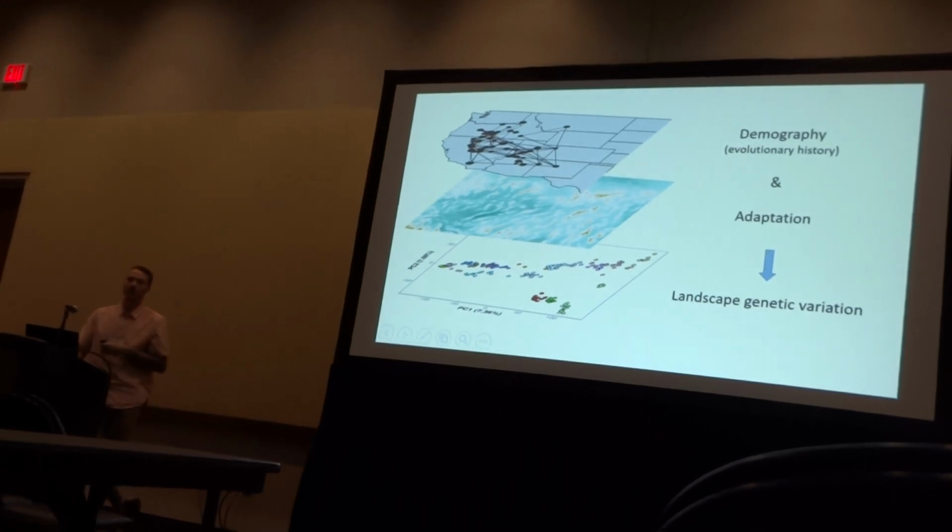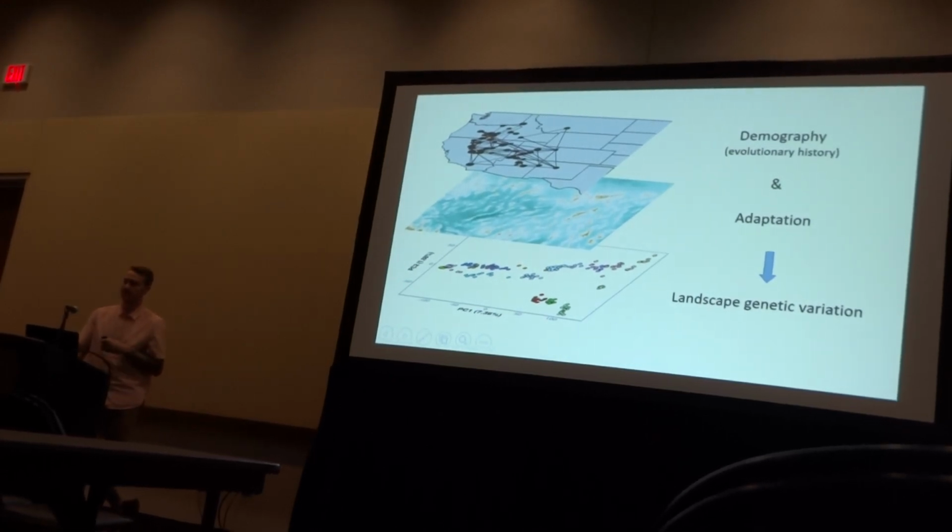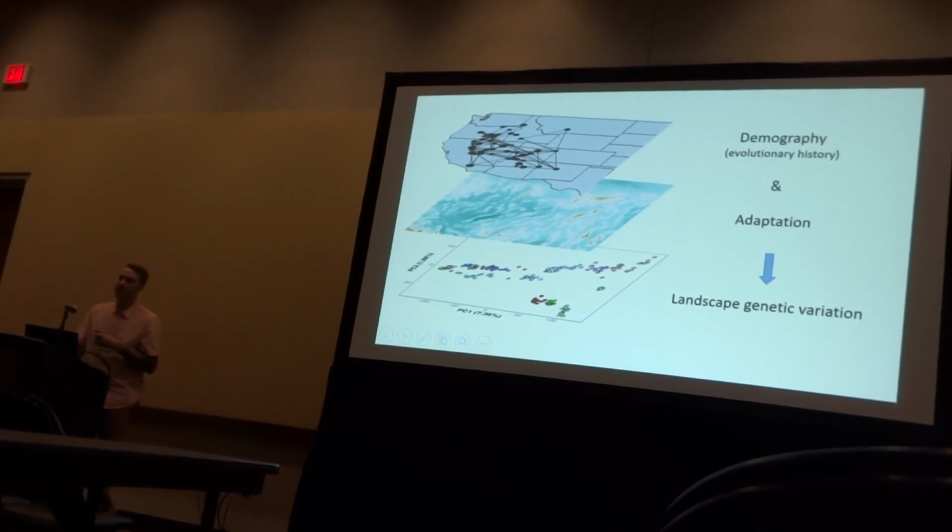So we can use what we know about outcomes and expectations from these processes to assess how demographic history and adaptation confer the landscape genetic variation that we see today, and essentially look back in time.